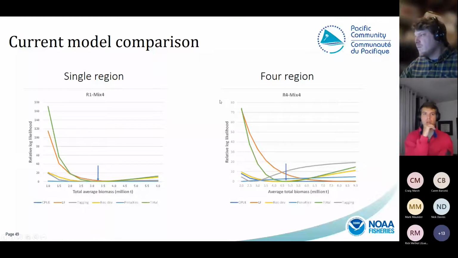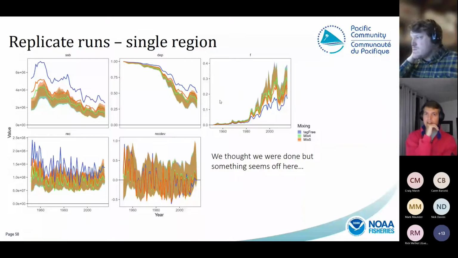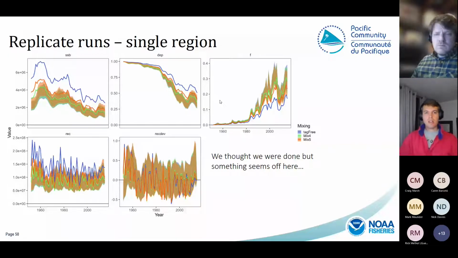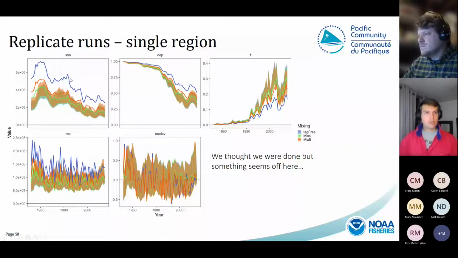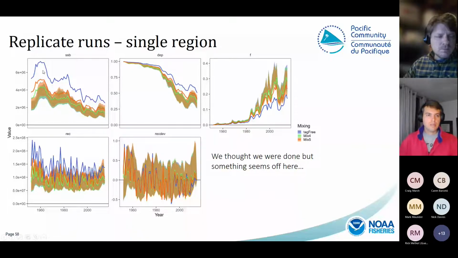Now to move on to the replicates. As you see on the slide, we thought we were done, but something seems off. So for the single region model, the current final model is shown in the solid line. The one without tags is higher than the ones with the 2 tags, with the tagging included. And the shaded region is the result of the 100 replicates fit with those different treatments of the tagging data.